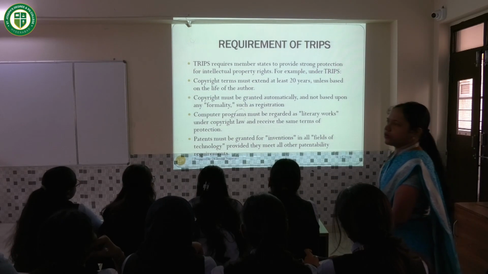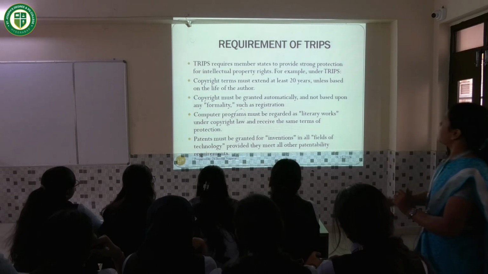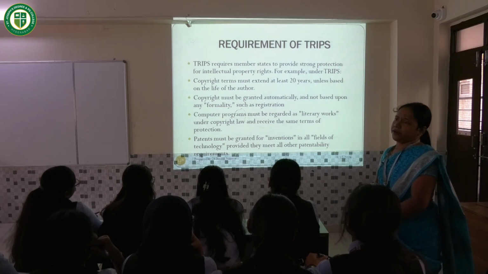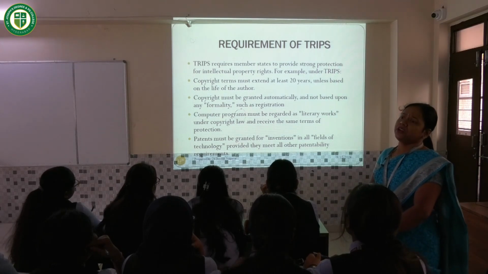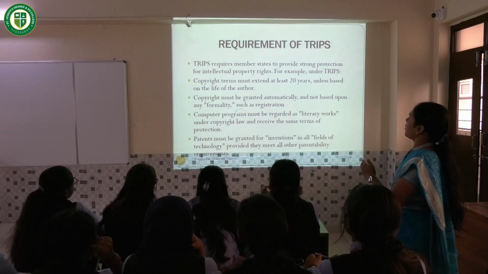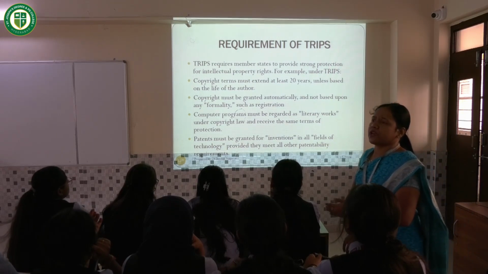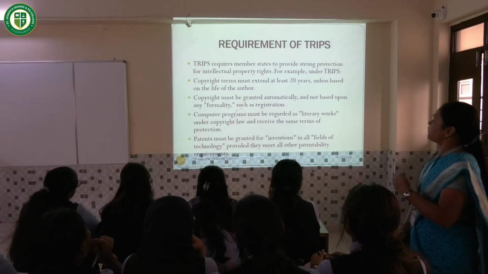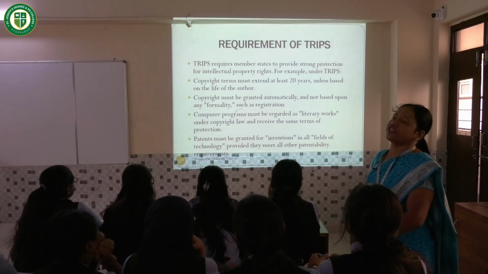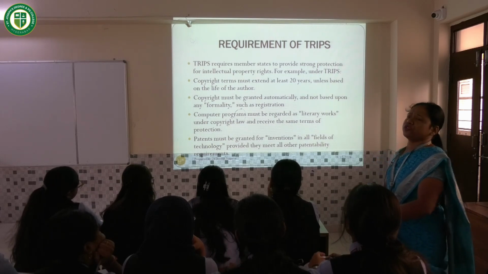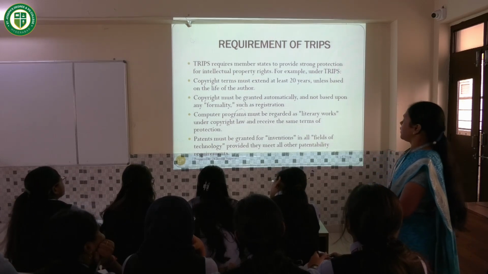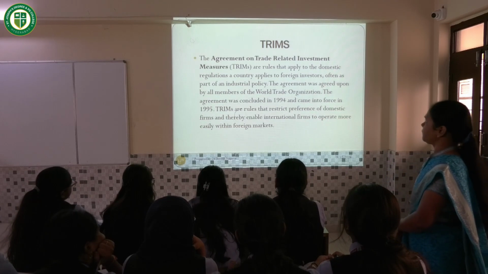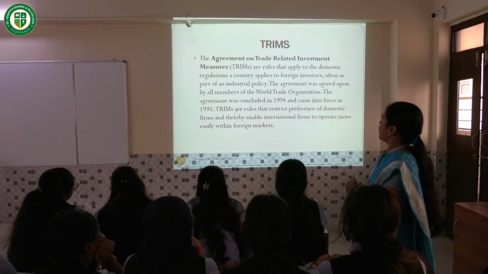For TRIPS to work, it requires that member states should provide strong protection. There we mentioned copyright, where copyright should be extended at least till 20 years. Literary works like computer programs come under the category of literary works under copyright law, and they should receive the same kind of protection by ensuring registration is done. And patents also should be granted for inventions, in terms of protection of the business secret, which is applicable.